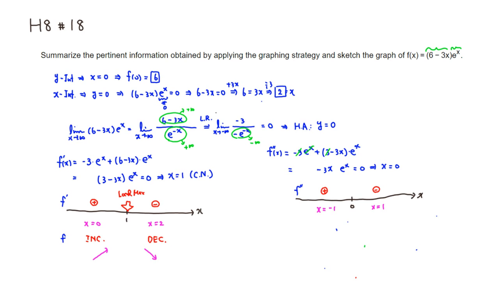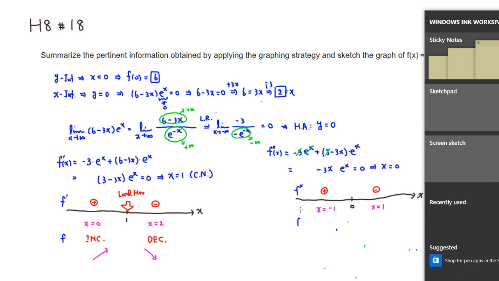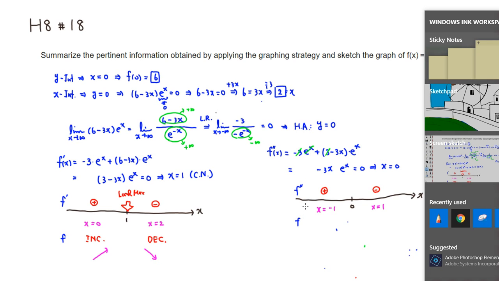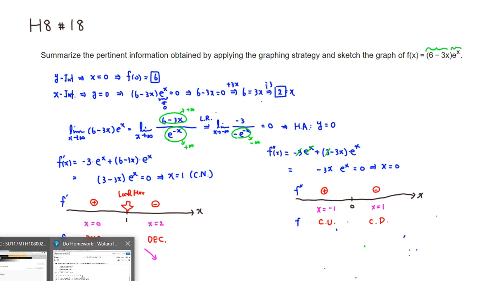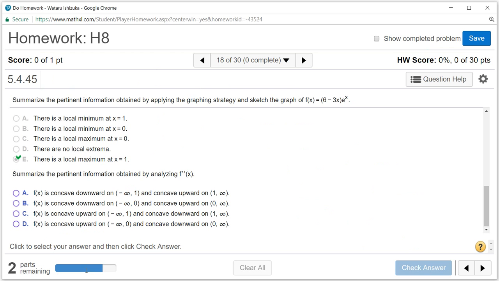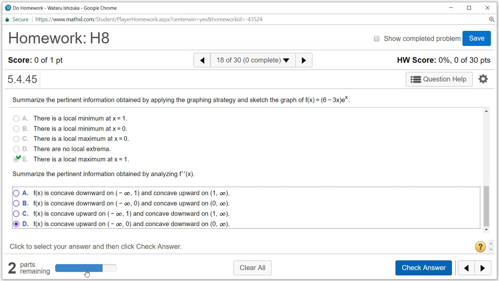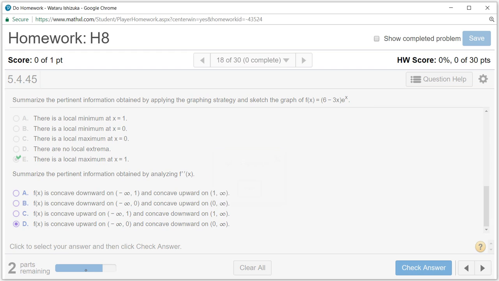So which means that the original function is going to have a concave upward shape here and a concave downward shape after 0. All right, so let's check the answer. Concave upward up to 0, and concave downward from there. So it's D is the answer. Check the answer. All right, we got that.